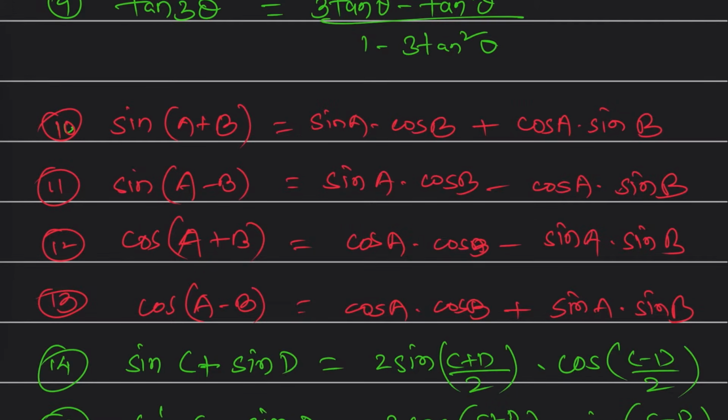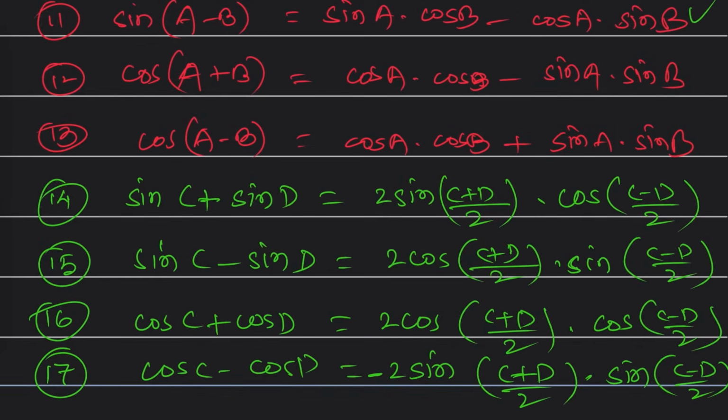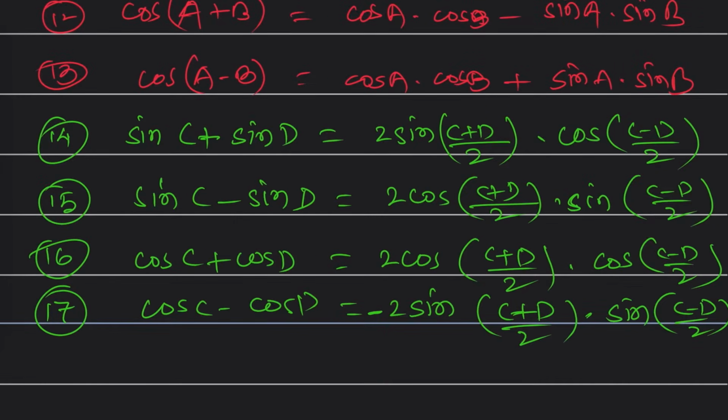Along with that, these formulas are going to be very helpful. Most of the time we are going to use them, so it's better to remember them. Sin A plus B is sin A cos B plus cos A sin B. Similarly, sin A minus B is sin A cos B minus cos A sin B. Similarly, you can follow all these formulas.